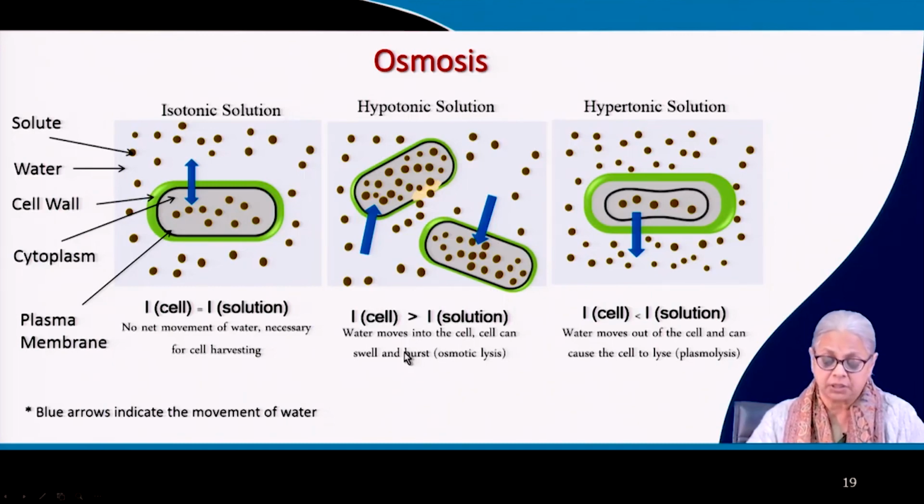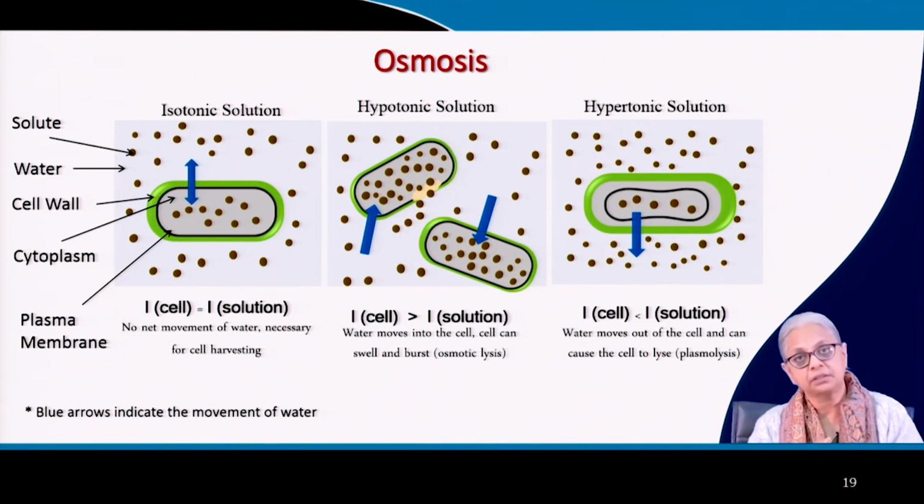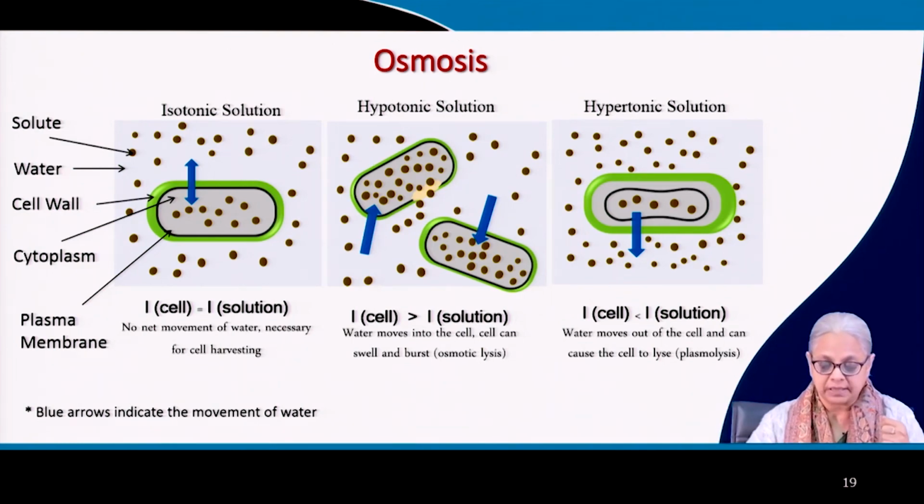Now let's take a situation where the ionic strength inside the cell is much greater than the ionic strength outside the cell. Based on the gradient, the concentration of water in the solution is much greater than the concentration of water in the cell. So water will push into the cell and the cell will swell and burst.